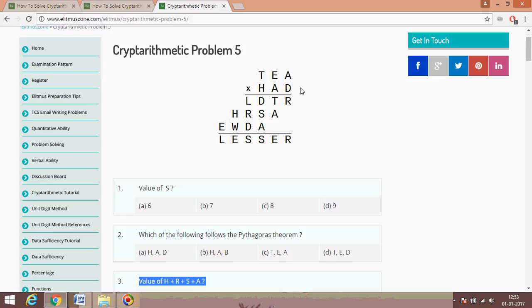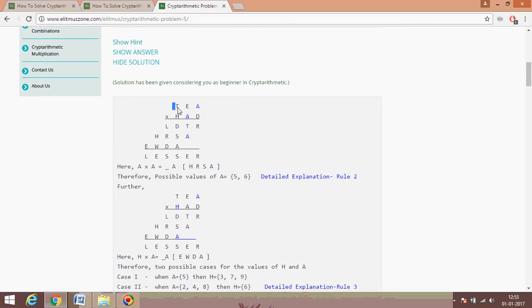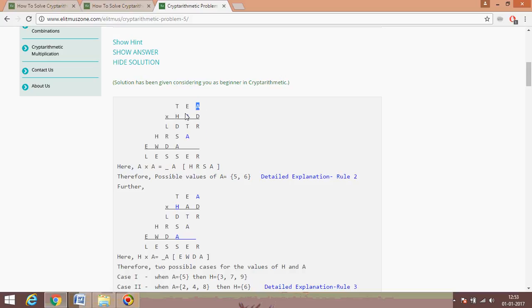In this problem you can see that you have one hint. The first hint is that A cross A is equal to A. See this, A cross A is equal to A. In this case the possible value of A will be either 1, 5 or 6. So the possible value of A is 1, 5 or 6.